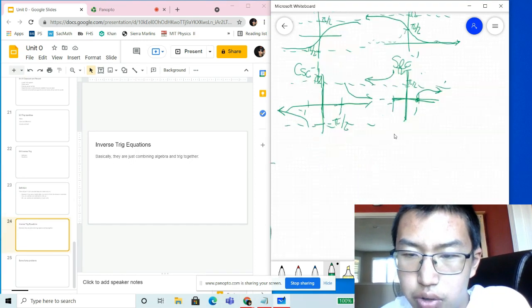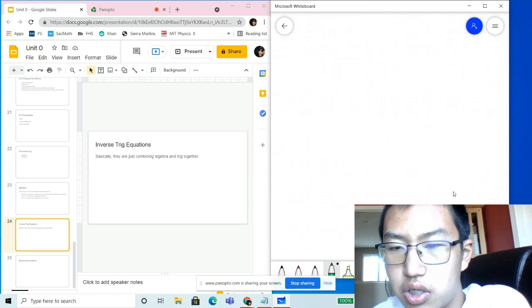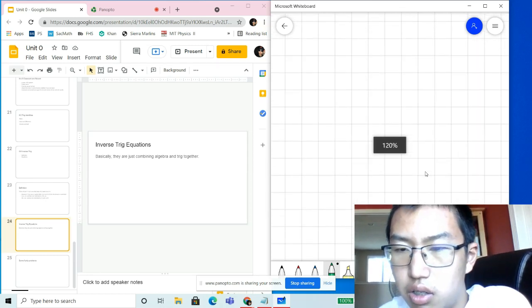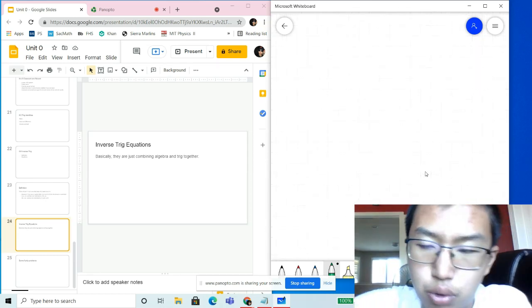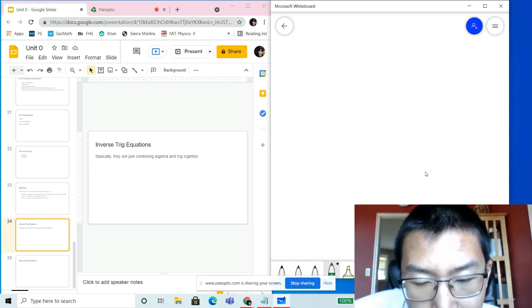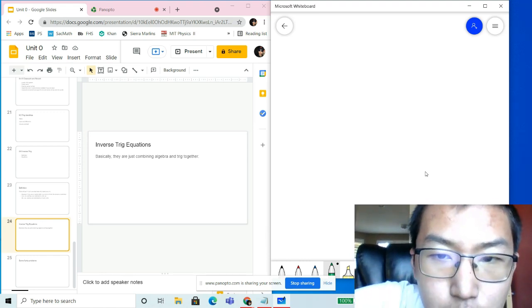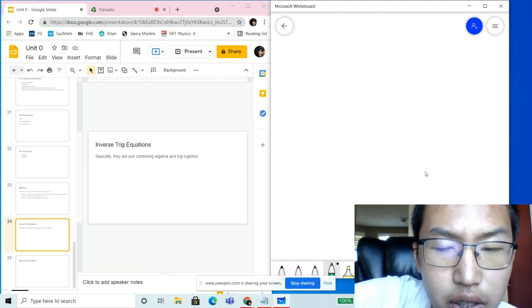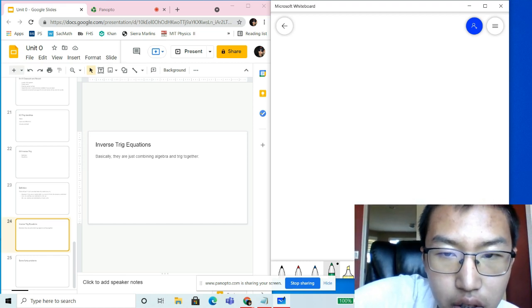Now I want to get into the inverse trig equations, which is basically just a nice little combo of algebra and trig together. So let's do a problem that I'll make up arbitrarily. And there are some tips to solve this.